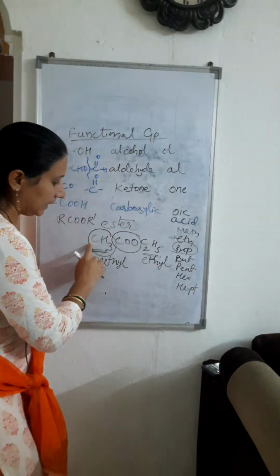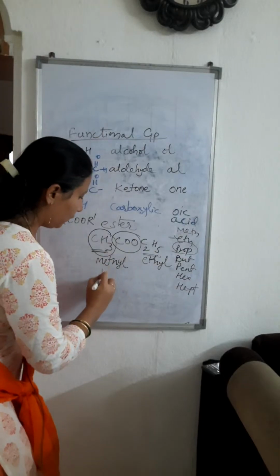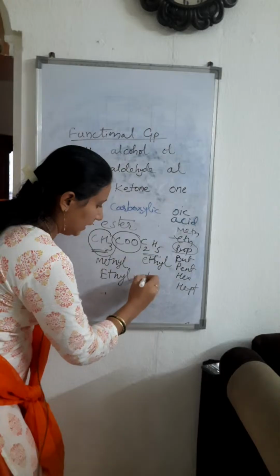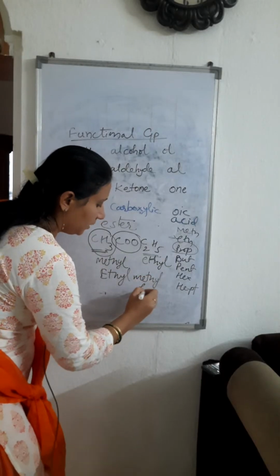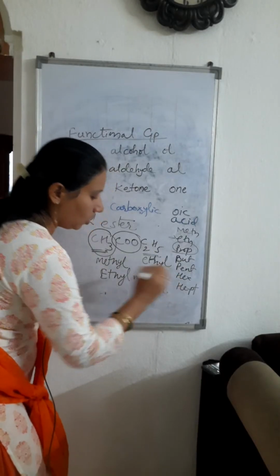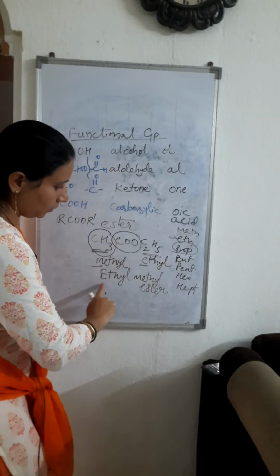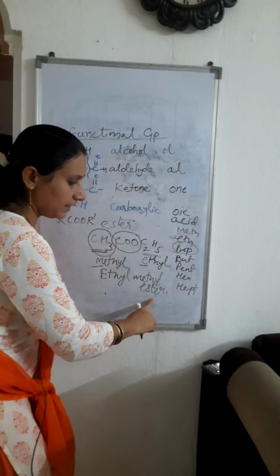Ethyl methyl ester. This is one way of naming. Here we need to follow alphabetical order. E and M, E comes first. So ethyl, then methyl, then ester.